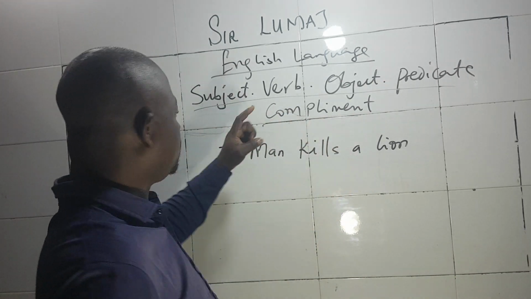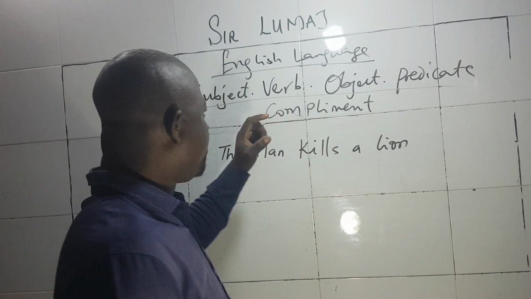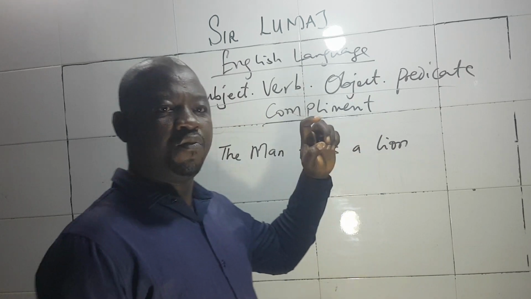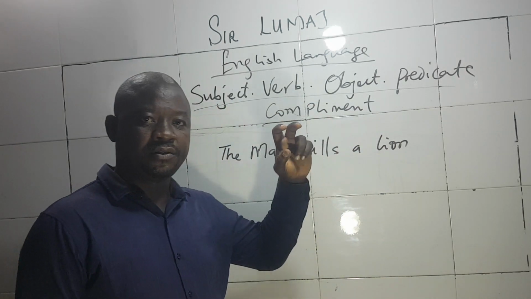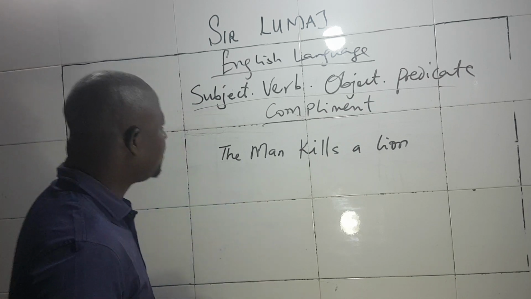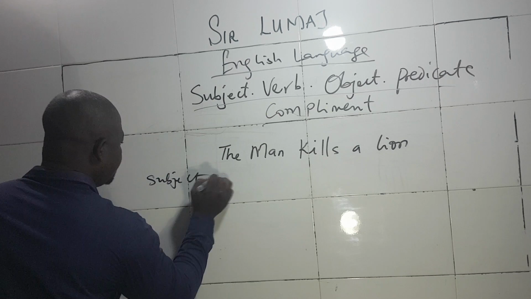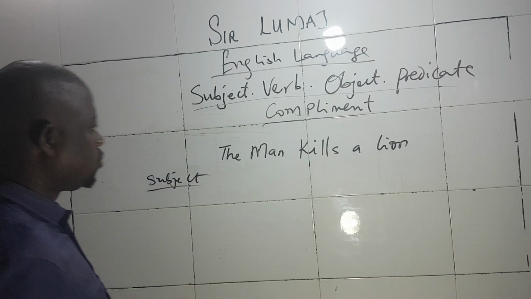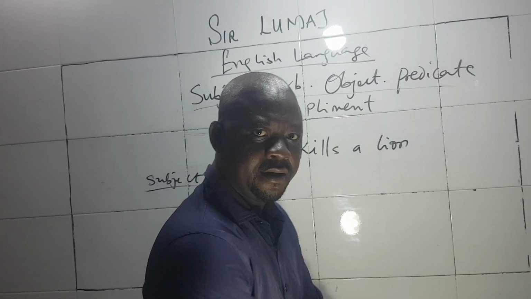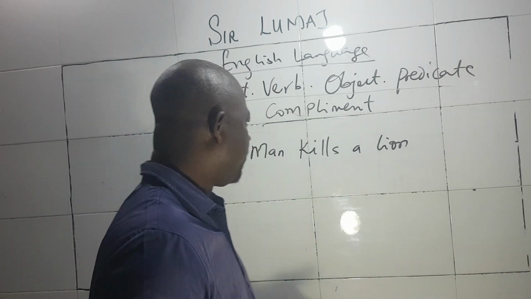Your subject will be a word. Your verb will be a word. Your object will be a word. Your predicate can now be a phrase. Now look at it. The question is subject. What is the meaning of the subject? In your textbooks, they will tell you the performer of an action. The performer of an action.